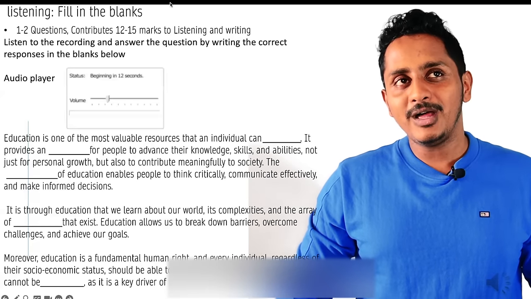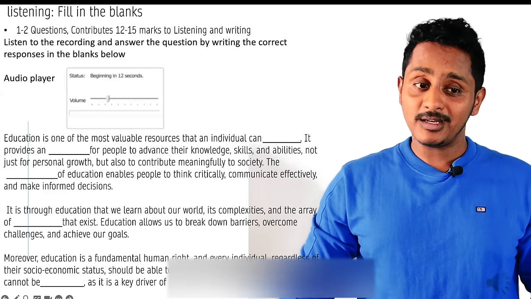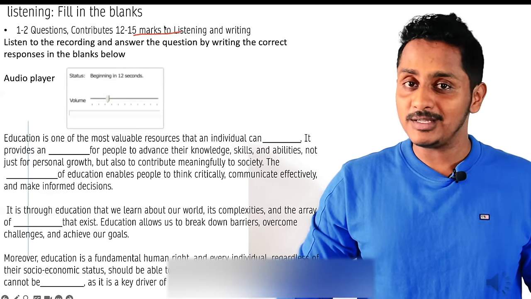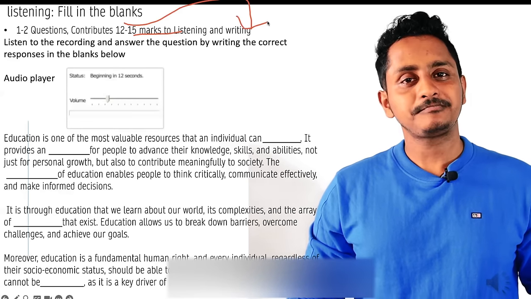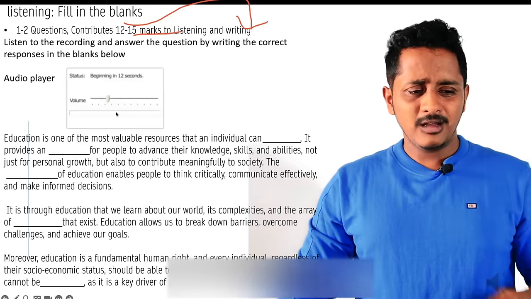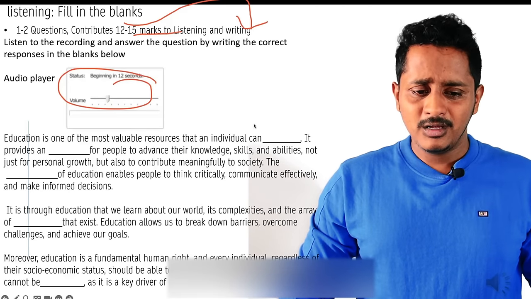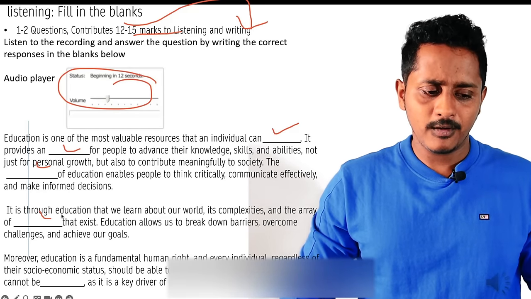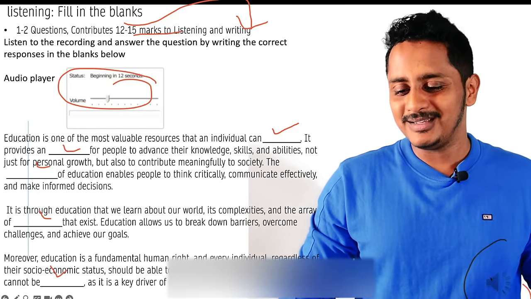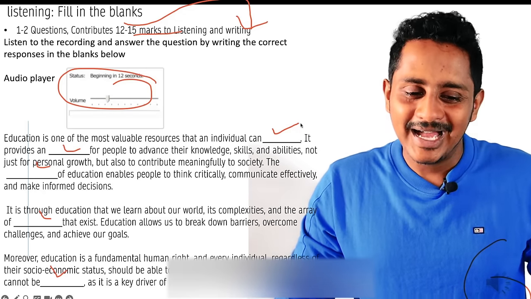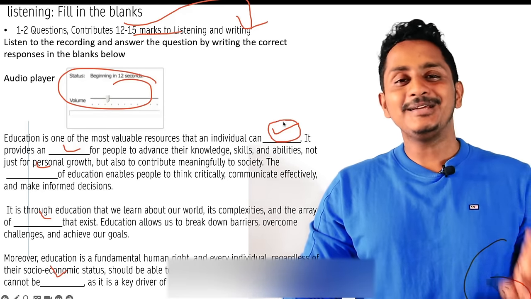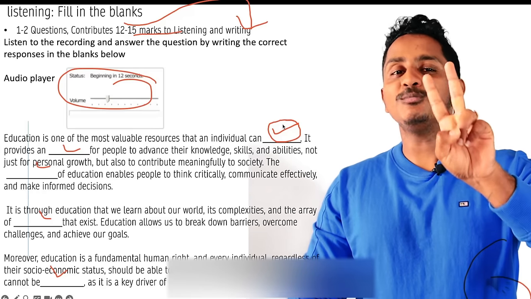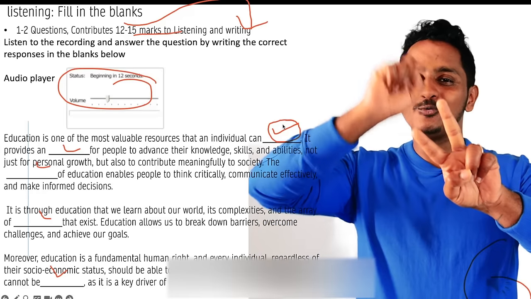Listening, fill in the blanks. 1 or 2 questions or maybe 3 questions can come. Contributes 12 to 15 marks to listening, 12 to 15 marks to writing. Very simple module. They play an audio. These blanks are filled in from the audio. Listen to the audio and fill these blanks. Every blank you write correctly with the correct spelling, you get 2 marks. One will go to listening, one will go to writing.